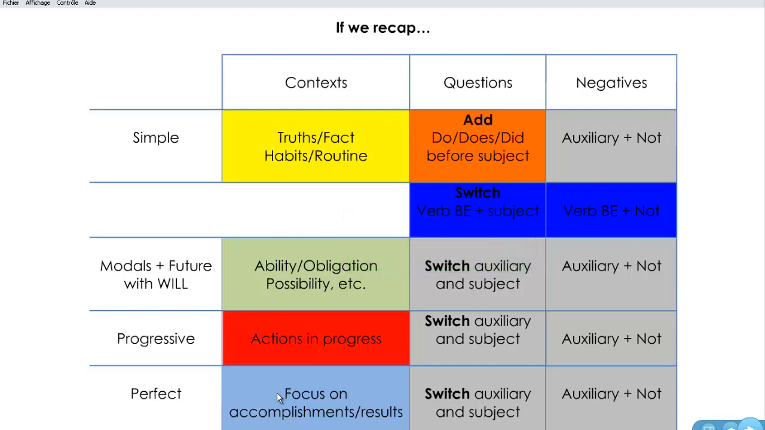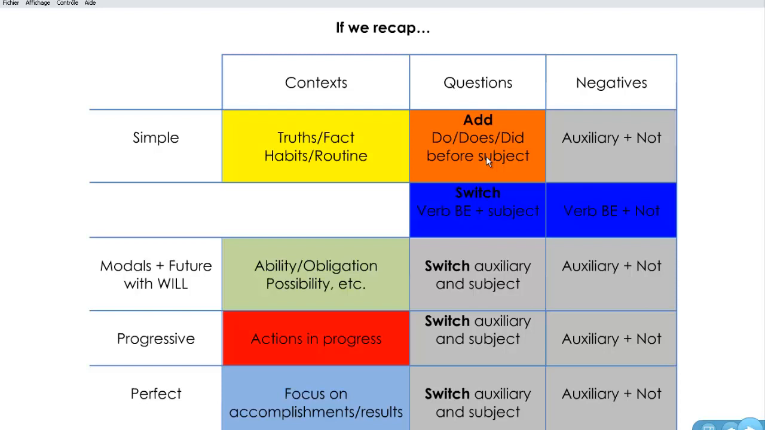Notice that for most verb tenses, except the simple tenses, all you have to do to ask a question is to switch the auxiliary and the subject. So you have things like, will you come? Can she play the piano? Is he dancing? So you just switch the auxiliary and the subject. This is what you have in gray.